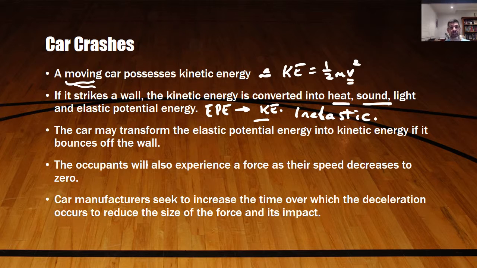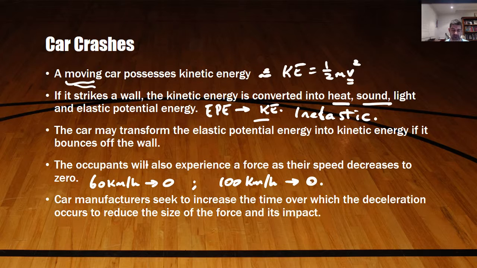In addition to what's happening to the car, the people inside will also experience a force as their speed decreases to 0. So obviously that's going to be very different if we're going from 60 kilometers an hour to 0 than if we're going from 100 kilometers per hour to 0. So either of these two situations is obviously going to happen fairly instantaneously, and that's going to create some very large forces on the car and also on its occupants.